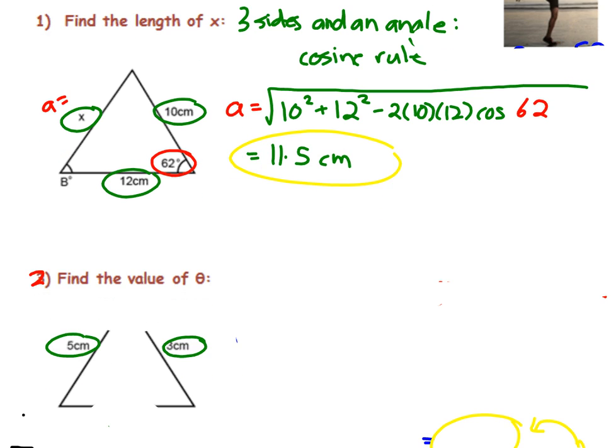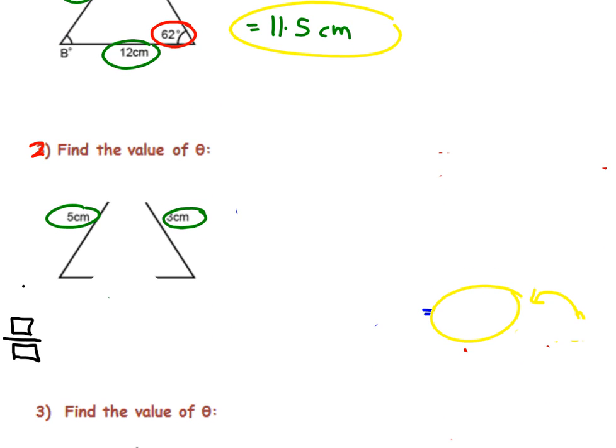Next one, find the value of theta. And there it is, theta there. And we also need to expose this one, and you're given 8 over here. So again, have a look at what you've been given. You've been given three sides and an angle. So three sides and an angle, is that sine rule or cosine rule? Have a think, first of all, and I can probably confirm for you. Three sides and an angle means cosine rule.